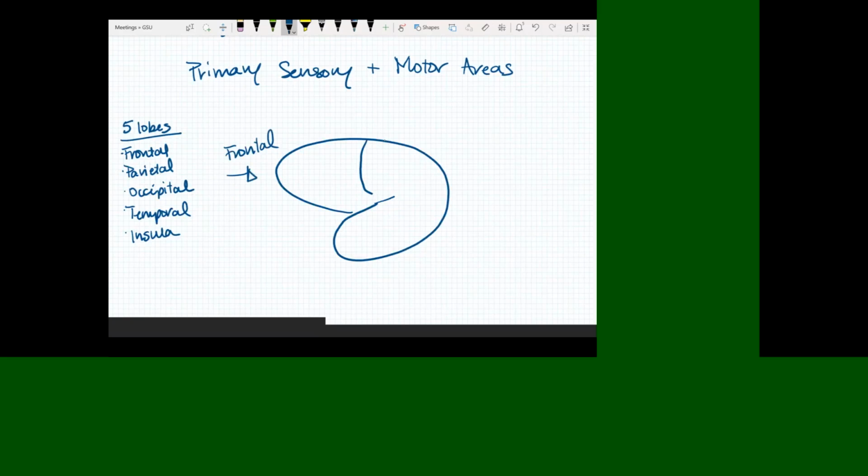This part right here is going to be your temporal. This part right here, the back side, will be the occipital. And then drawing a line kind of to distinguish, this will be the parietal. So these are the lobes of the brain, but we've got some primary sensory and motor areas. We're going to do the sensory first. The first primary sensory area is going to be right here.